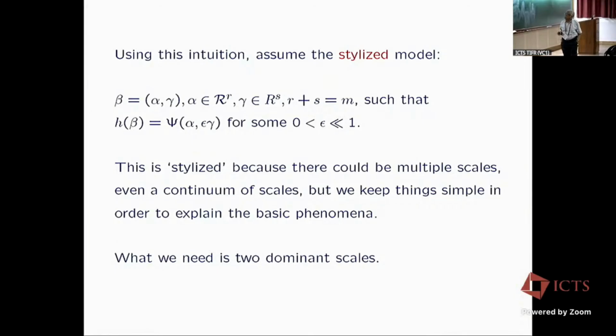So my parameter is beta. I assume I can partition it as alpha, gamma. And the function h of beta is of the form psi of alpha, epsilon gamma. Okay, so I want to capture the fact that it depends mostly on the part alpha and less so on the part gamma. So I said it's a stylized model. Stylized because you need not have a clear-cut separation of scales. There could be a continuum of scales or multiple scales, etc. But I'm assuming we have two dominant scales which we can identify.